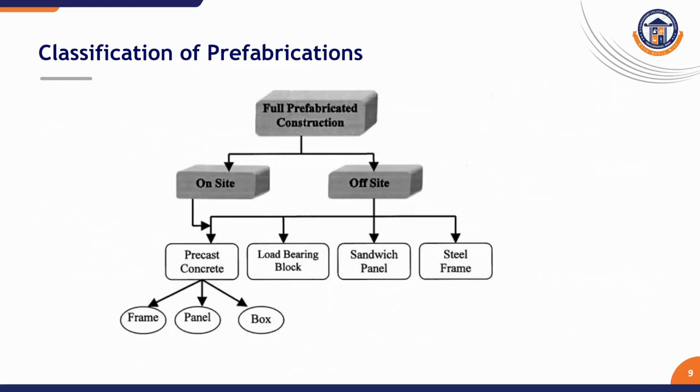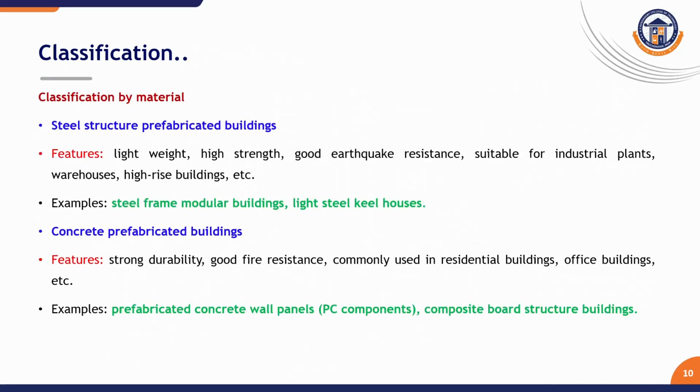coordination. So the classification of prefabrication: it is classified as on-site prefabrication or off-site prefabrication. In the off-site, we have precast concrete, load-bearing blocks, sandwich panels, as well as steel frames that can be built off-site. Whereas in the on-site, we have the entire things as frames, panels, and blocks as precast concrete elements.